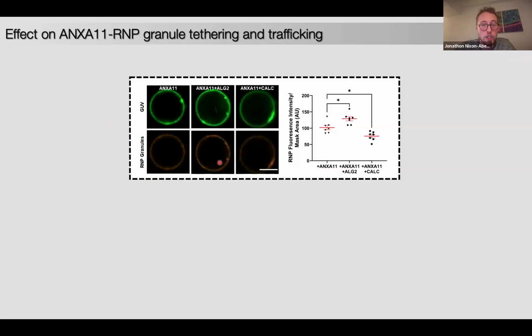We then added ALG2 or calcyclin into the system to again change the annexin phase state, and we see that stiffening of the annexin lysosome ensemble with ALG2 corresponded with more RNP granule binding.